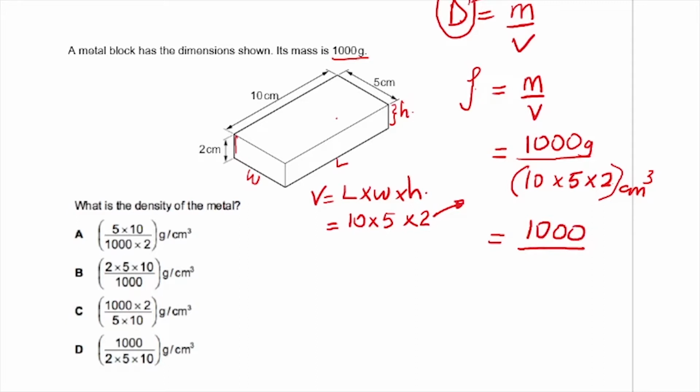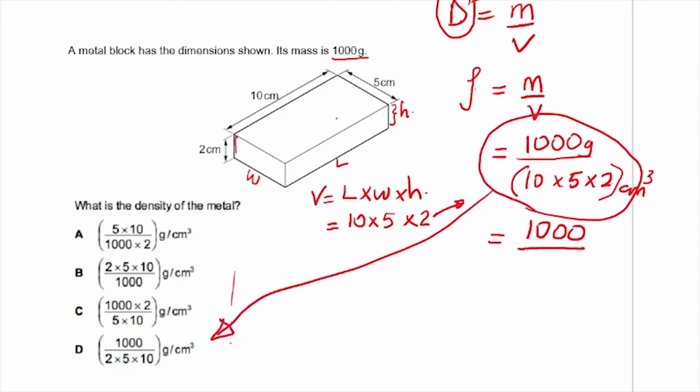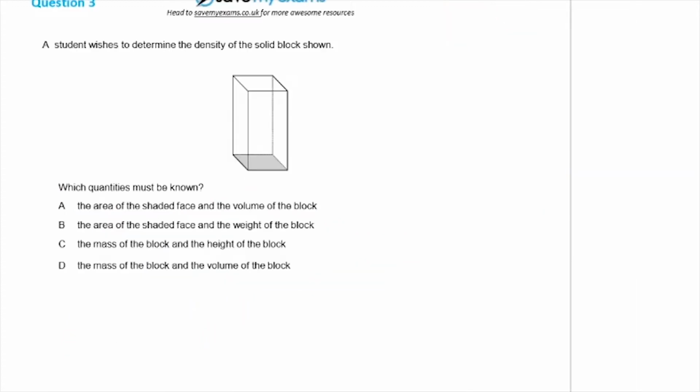So when you look at all these answers here, which one resembles this? If you see this is 10 times 5 times 2, you realize that the answer we have here looks like that: 1000 over 10 times 5 times 2 grams per centimeters cubed. So our answer here is D.